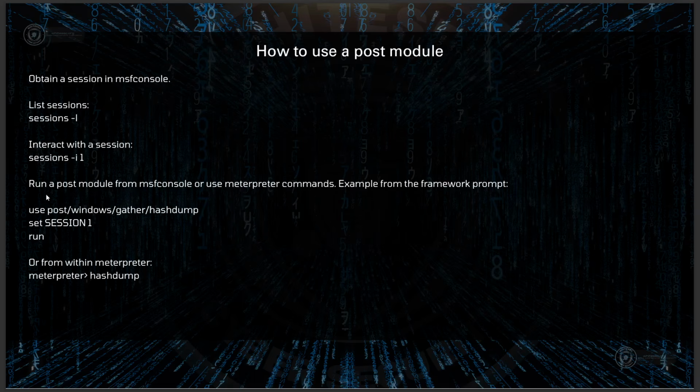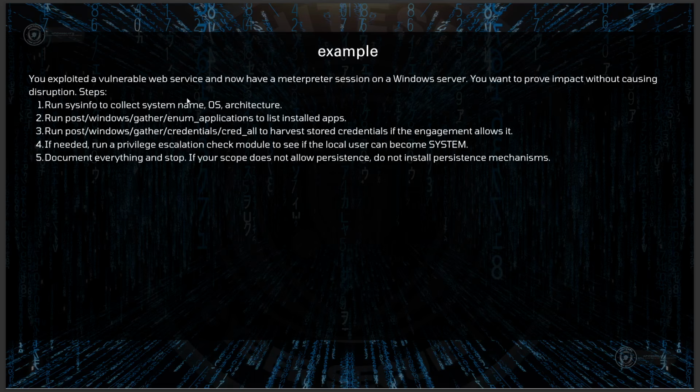Run a post module from msfconsole or use Meterpreter commands, for example from the framework prompt. Here is an example: you exploited a vulnerable web server and now have a Meterpreter session on a Windows server. You want to prove impact without causing disruption. Here we have the steps. Run sysinfo to collect the system name and OS architecture. Run a post windows gather module to list installed applications.